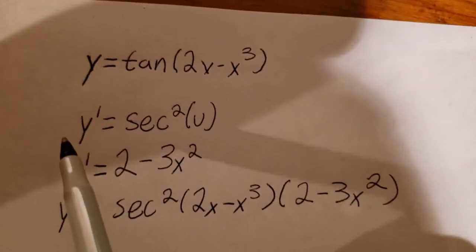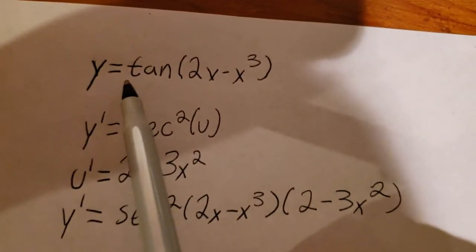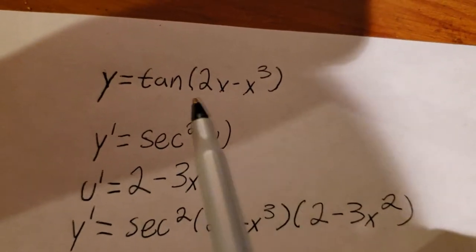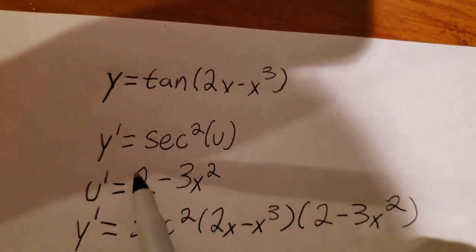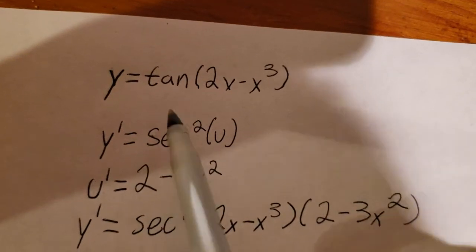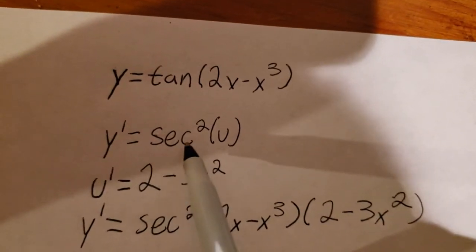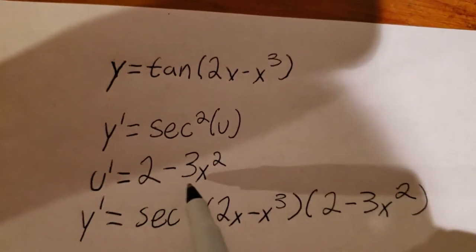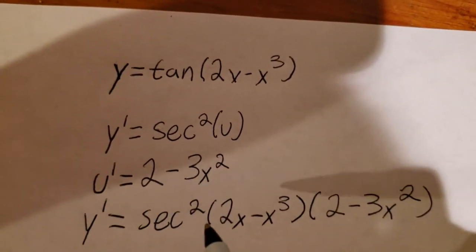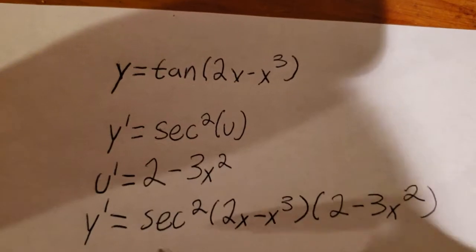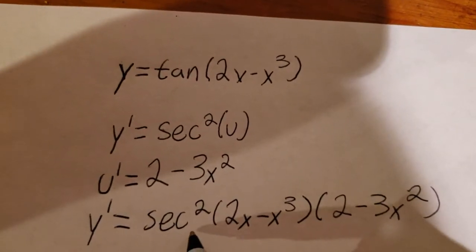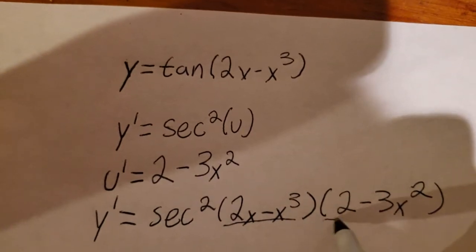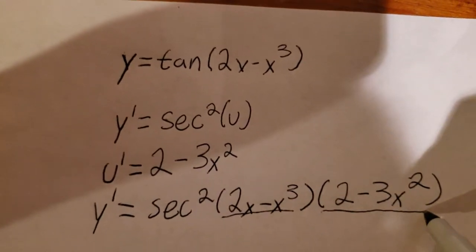Alright, so for a simple example, we have y equals tan of (2x minus x cubed). To find the derivative of this, we take the derivative of the outside, tan, which turns into secant squared, and the derivative of the inside, which turns into 2 minus 3x squared. And we put them together, so here's the derivative of the outside times the original inside times the derivative of the inside.